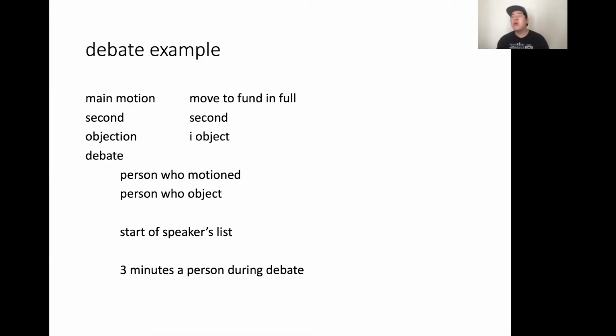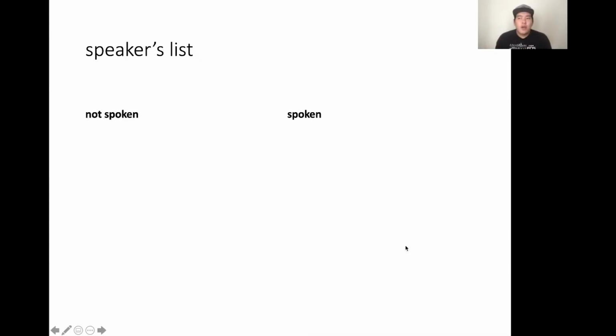For example, Rebel Council might have a 5-minute per person debate, and Marshall, TMCSC, Thurgood Marshall College Student Council, might have a 2-minute per person debate time limit. That's organization specific, so check your standing rules or your bylaws for those details. The speakers list is split up between those who haven't spoken and those who have spoken. The people who haven't spoken will always get priority.